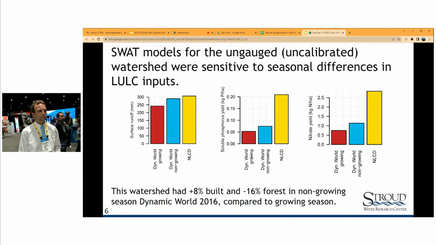And the reason for this was that in the watershed we investigated, there was 8% more built area and 16% less forest cover in the non-growing season Dynamic World data compared to the growing season. So our SWAT water quality model basically interpreted this as, oh, there are more urban areas, so there must be more runoff and pollution.